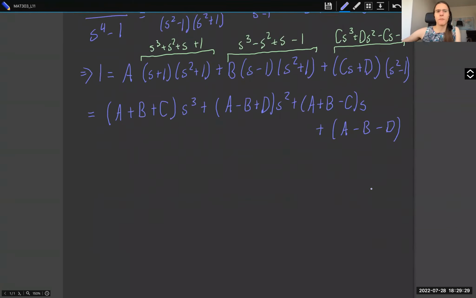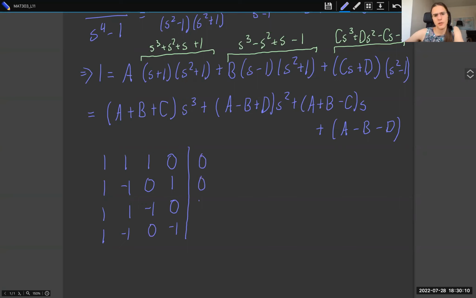Okay, so this is a 4x4 system. Starting with the s cubed coefficient, I have 1, 1, 1, 0. Then I have 1, minus 1, there's no C, so it's 0. Then 1, 1, minus 1, 0. Then 1, minus 1, 0, minus 1. And this is equal to, this is the s cubed term, s squared, s, so 0, 0, 0, 1.